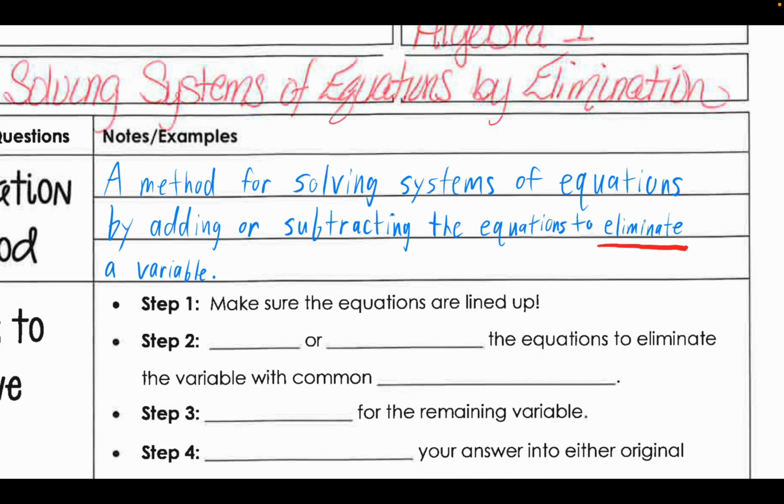So just like for graphing, when we graphed two equations, we graphed them. And when we use the method of substitution, we substituted one equation into another. And for elimination, we will eliminate a variable. If you do not eliminate a variable through this process, you are doing something incorrectly.